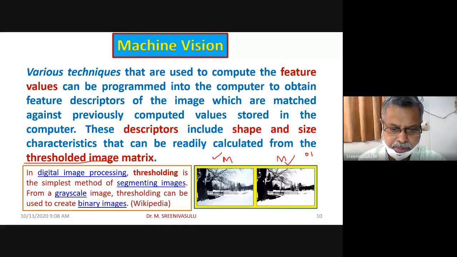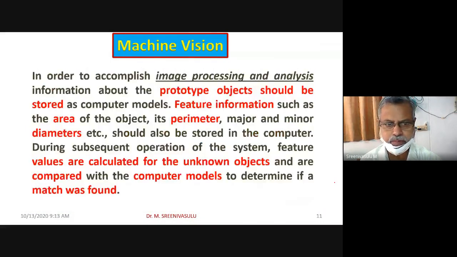Anyway, in digital image processing in particular, thresholding is the simplest method of segmenting images. From a grayscale image, thresholding can be used to create binary images. Of course, this particular statement has been collected from Wikipedia, that's an open source. And even these images I collected from that particular open source only.